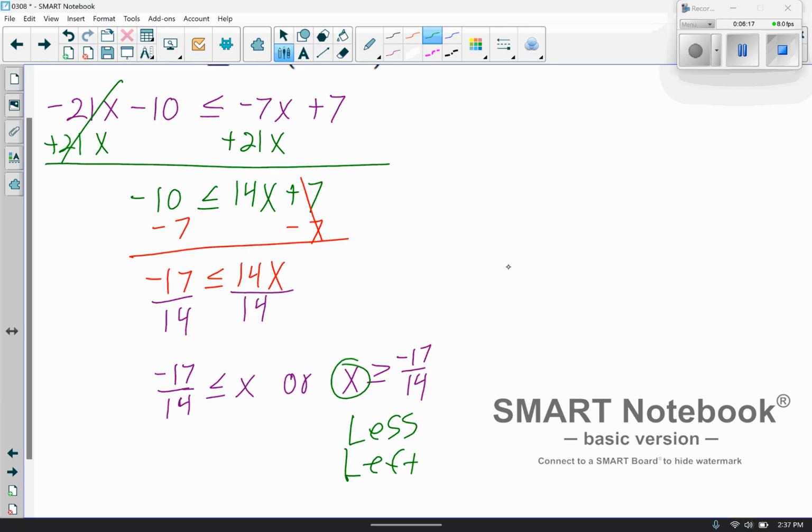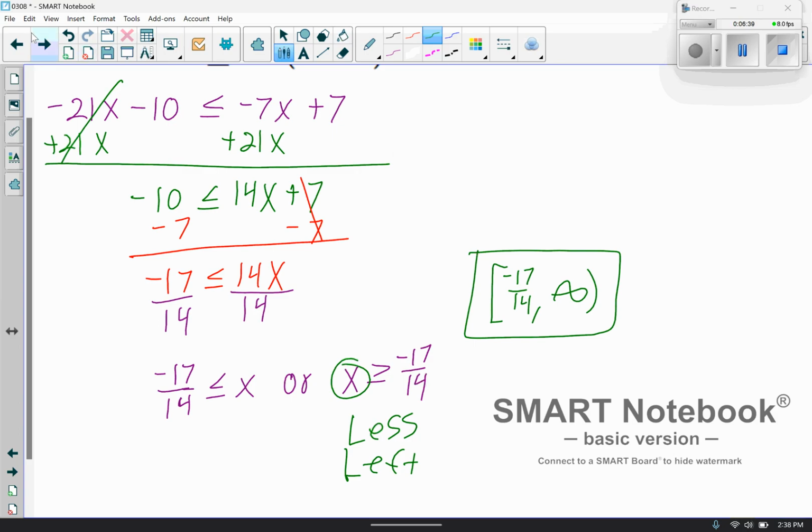But this time it's greater. So we're going to bracket it in because we do have the equals to part right here. We're going to go from negative 17 over 14 to infinity. And like I've said, if you want to do a number line to help you, no problem with that.